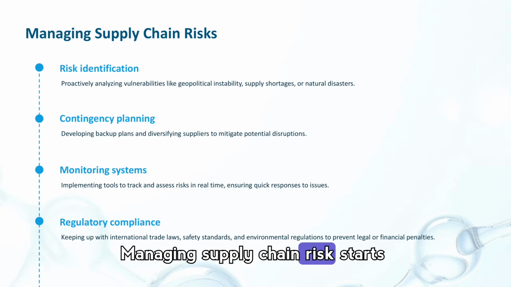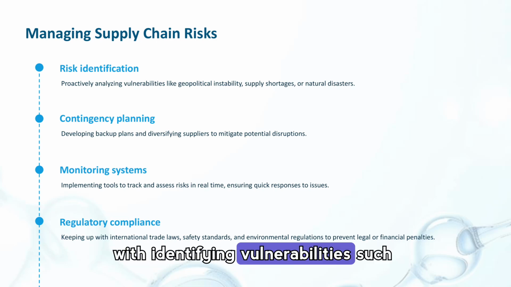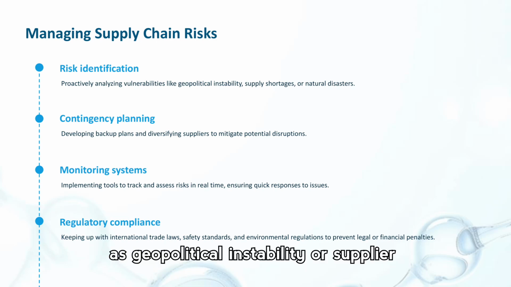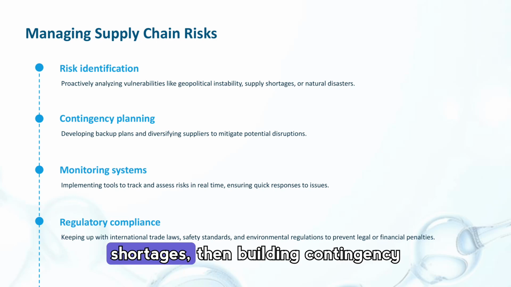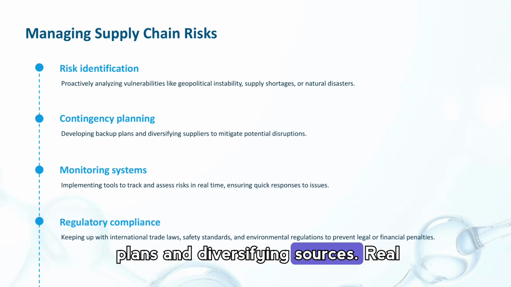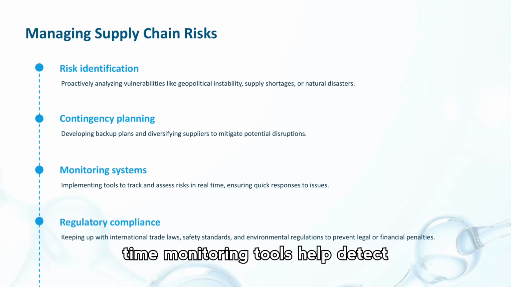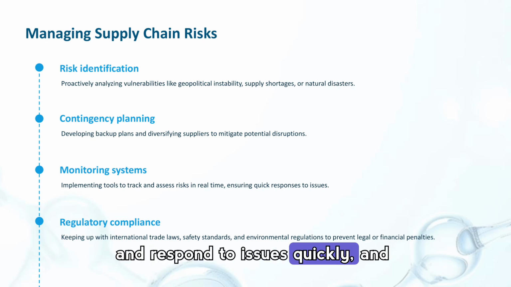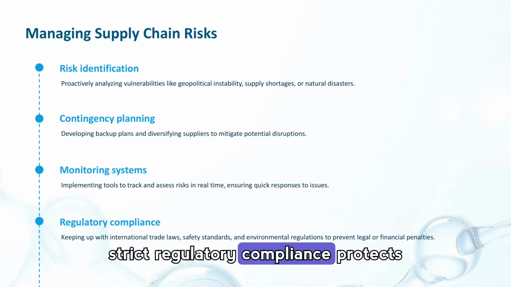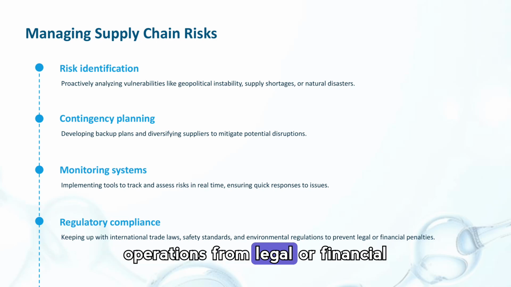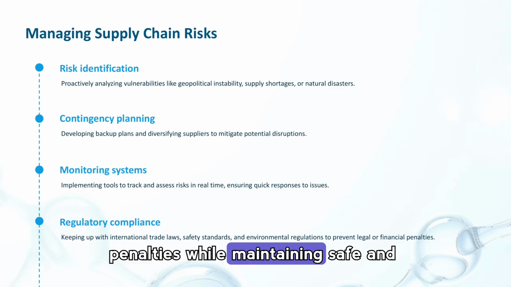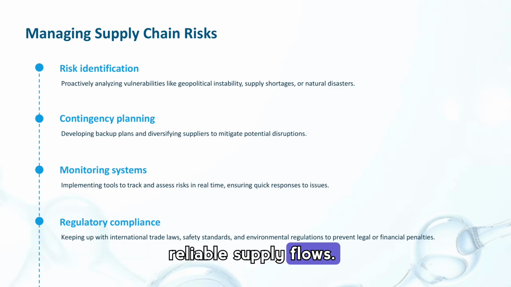Managing supply chain risks starts with identifying vulnerabilities, such as geopolitical instability or supplier shortages, then building contingency plans and diversifying sources. Real-time monitoring tools help detect and respond to issues quickly, and strict regulatory compliance protects operations from legal or financial penalties while maintaining safe and reliable supply flows.